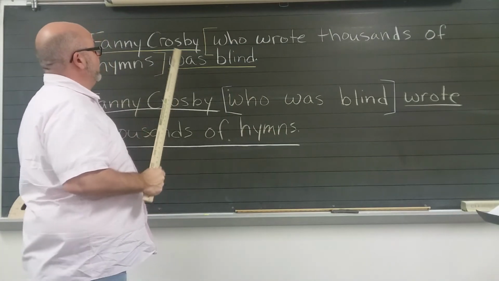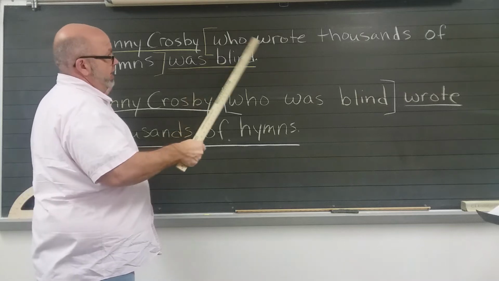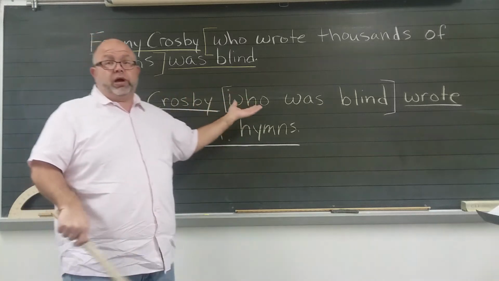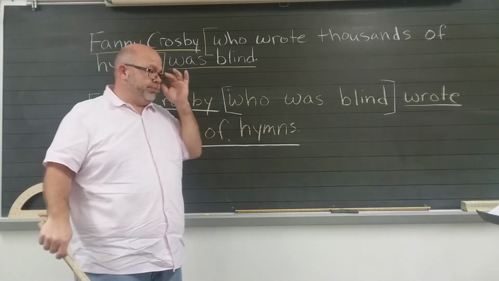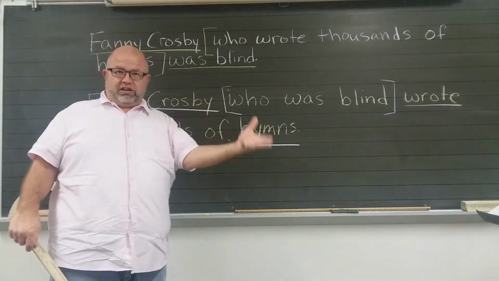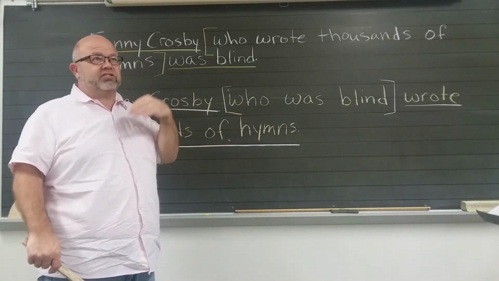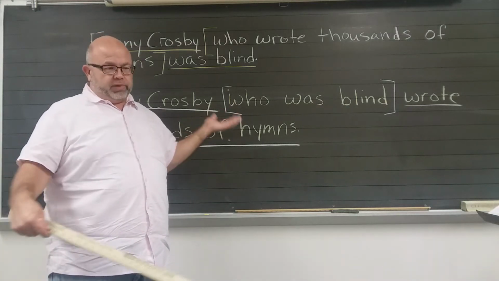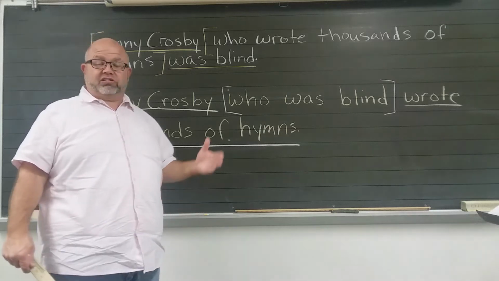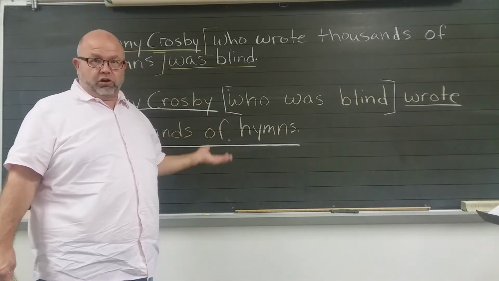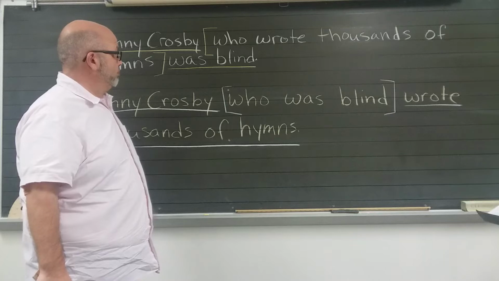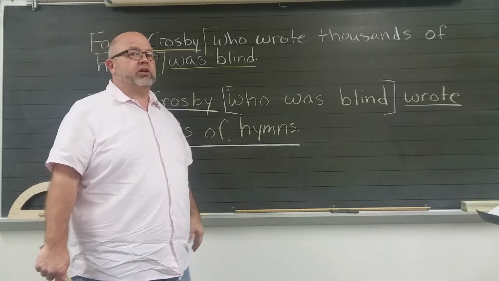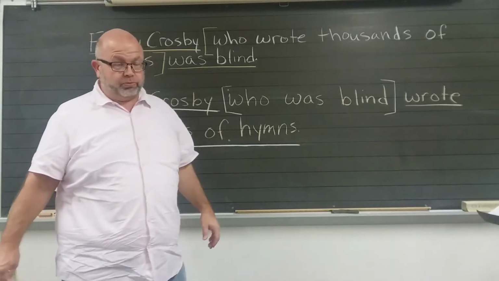And the same thing up here. Fanny Crosby is blind and she wrote thousands of hymns. Fanny Crosby wrote thousands of hymns, and by the way, she was blind. Okay? So it's showing you that you can decide when you write a sentence, when you combine sentences into a complex sentence, what the main idea is of the sentence. You can decide which clause is independent and which clause is dependent or subordinate. Remember, subordinate, when you're talking about subordinate clauses, that's the dependent clause. Your relative pronoun or your subordinating conjunction.